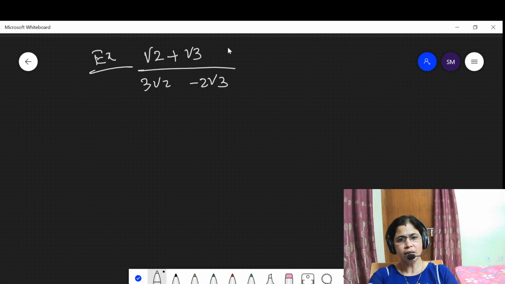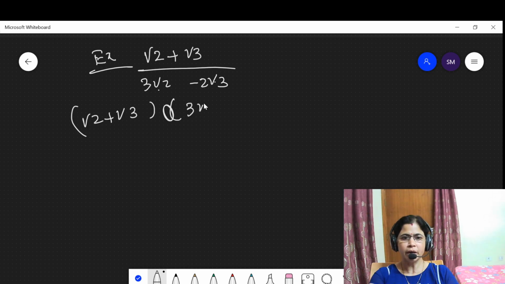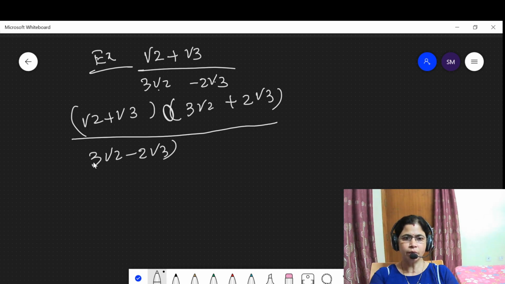Here the question is given. You have to rationalize the denominator. To rationalize the denominator, the simple formula is to multiply. This is in the form a minus b. Then multiply the numerator with 3 root 2 plus 2 root 3 and the denominator with the same: 3 root 2 minus 2 root 3 into 3 root 2 plus 2 root 3.